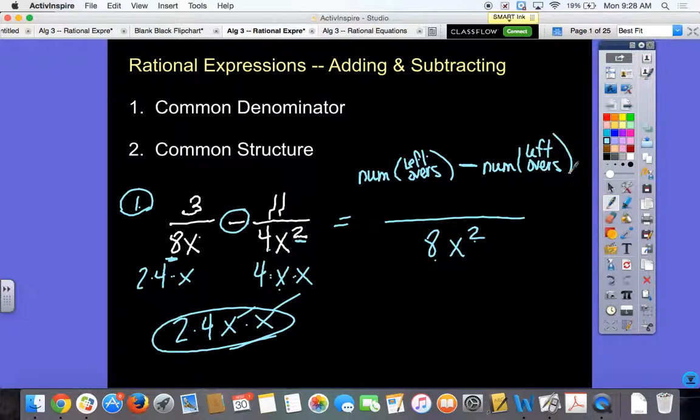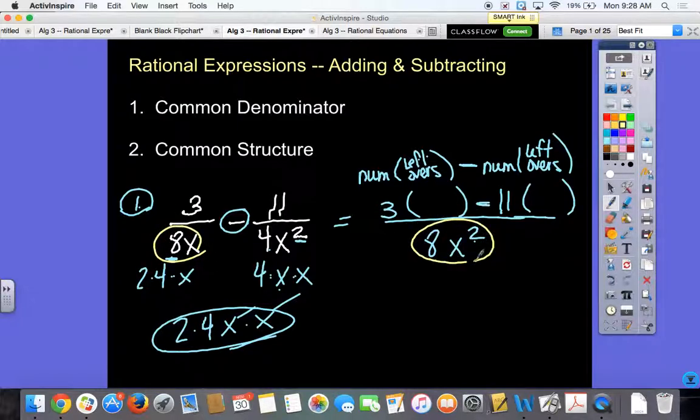Okay, now I have to explain to you what the leftovers are. Your numerator's 3, and then let's do parentheses, and then we got 11. And then here's the leftovers. You want to look at your original denominator, and you want to look at your common denominator. What do you multiply your original denominator by in order to get your common denominator? So basically, what are you missing? You need one more x. Well, that's the leftovers.